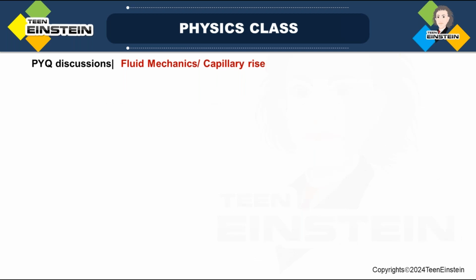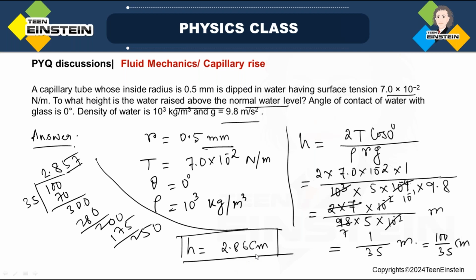Now, so the answer is 2.86. Here we had used just the simple formula, T cos theta by rho rC. That's all. Why don't we use this one minus R by 3? And when should we use this R by 3? If it is mentioned that consider the water in the meniscus, the water contained in the meniscus.